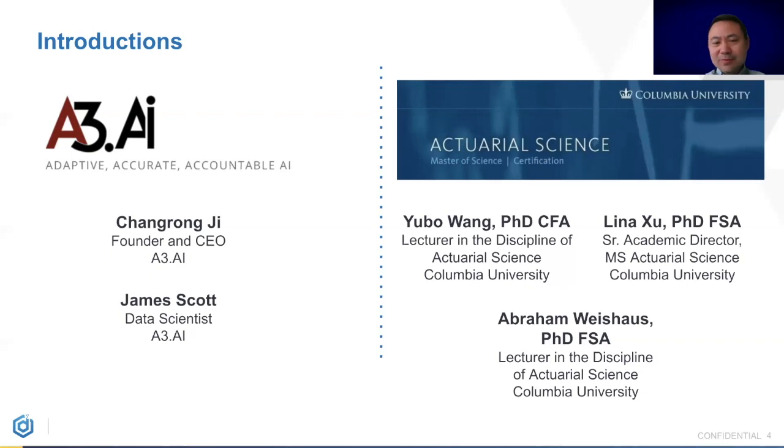Hi, my name is Yupo Wong. I'm a lecturer in discipline in the Actuarial Science Program at Columbia University. My interests reside in mortality analysis, financial modeling, and machine learning practices. Hi, I'm Lina Shi. I'm the program director of this Actuarial Science Program at Columbia University. In addition, I teach predictive modeling in finance and insurance. So we love to use some of those mortality data and databases.